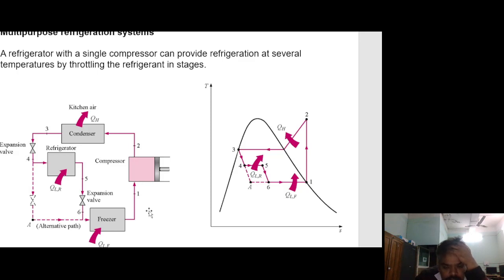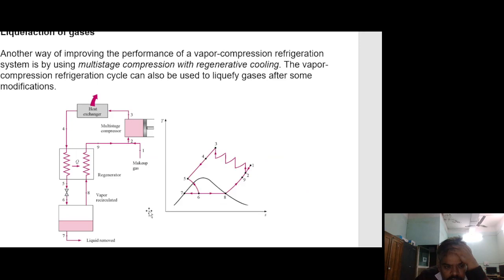Liquefaction of gases. Another way of improving the performance of a vapor compression refrigeration system is by using multi-stage compression with regenerative cooling. The vapor compression refrigeration cycle can also be used to liquefy gases after some modification.